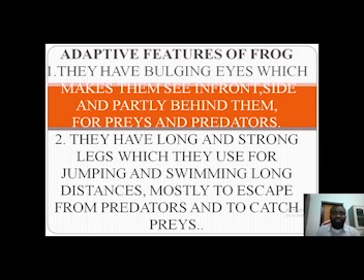So we have looked at fish. We are now looking at frog. We say frog has bulky eyes that make them see far, behind, sideways, front, against predators, and to know when prey are coming to get them and make them their food.